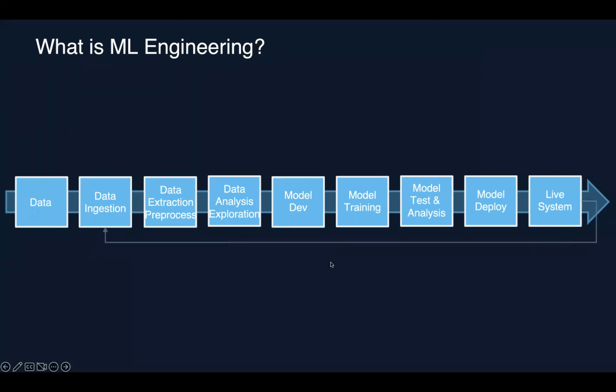But this is not a very linear process, right? It's usually iterative. So every day when the model is going live, we're getting feedback data. It's very important.